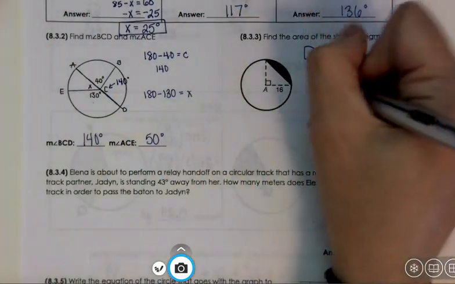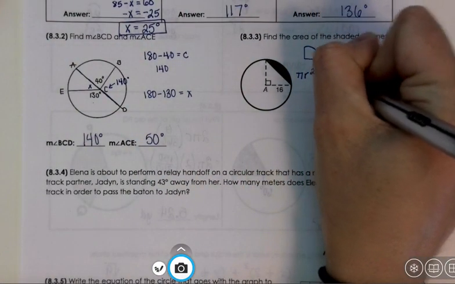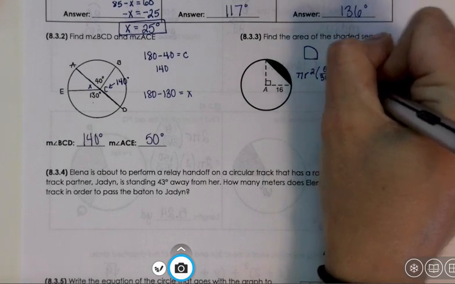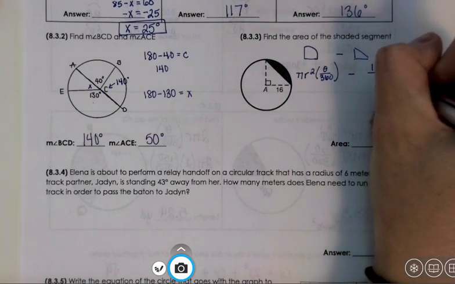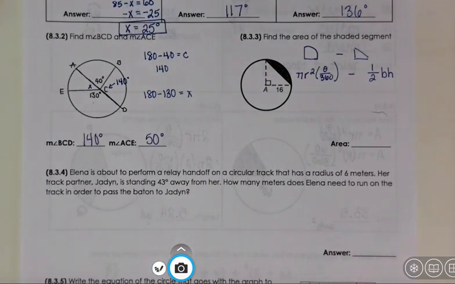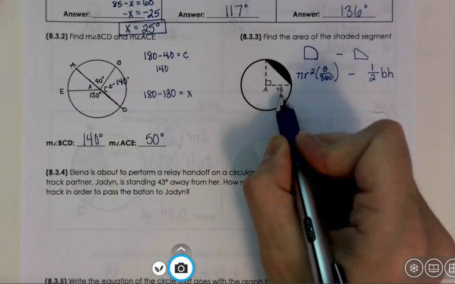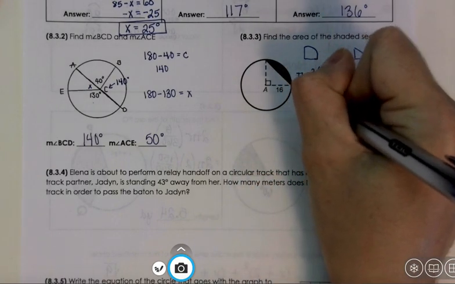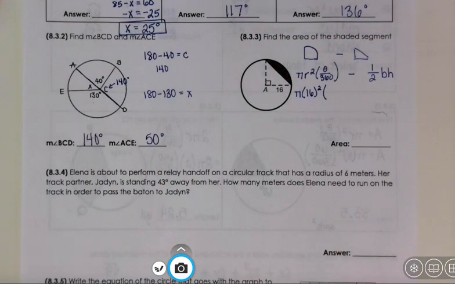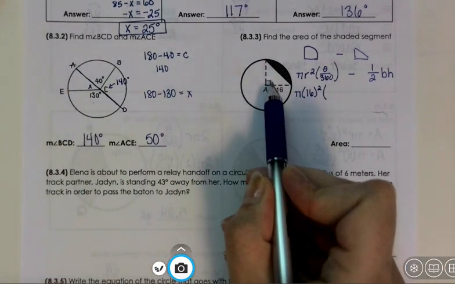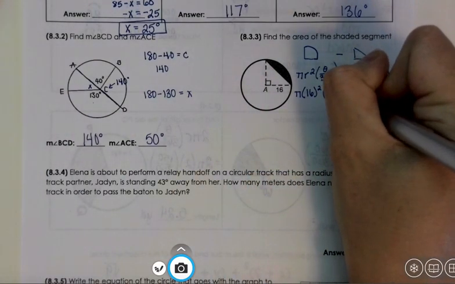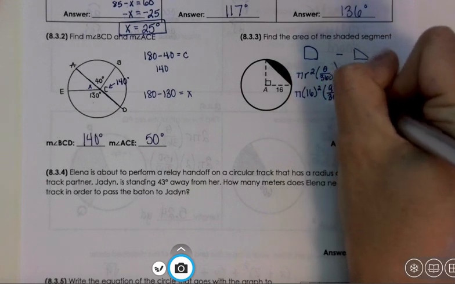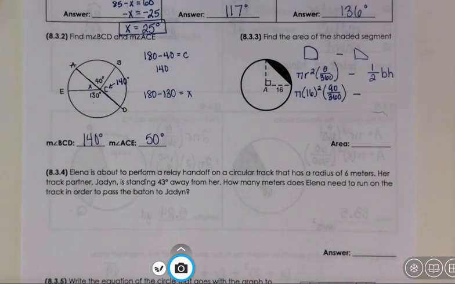I'm going to do my sector minus my triangle. So the area of my sector is pi r squared times theta over 360, and then the area of my triangle is 1/2 base times height. I'm going to do each area separately and then subtract them at the end. My radius is 16, so I have pi 16 squared. My central angle has a notation that lets me know it's 90 degrees because it's a right angle. So I have 90 over 360. I'm going to finish this first and then we'll talk about the triangle.